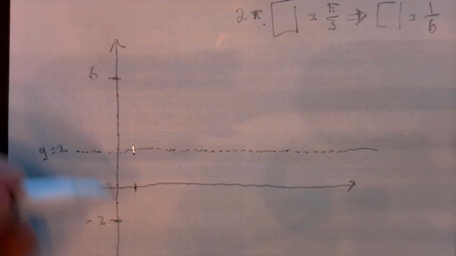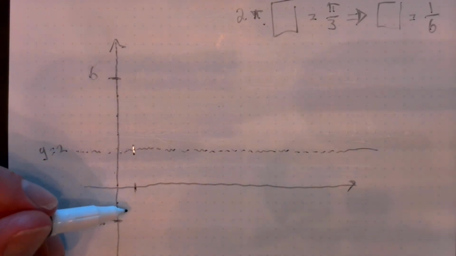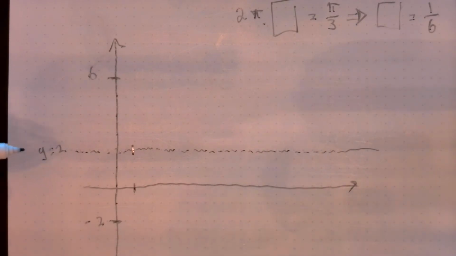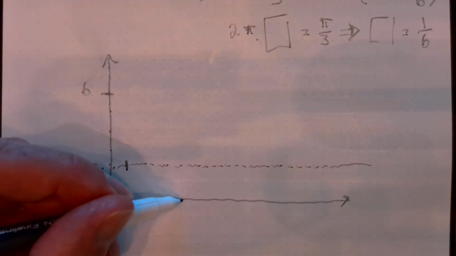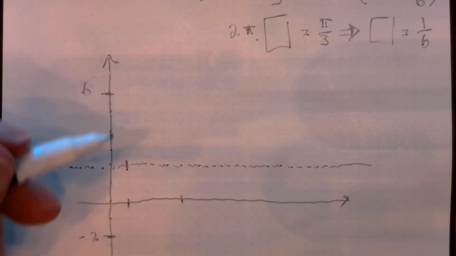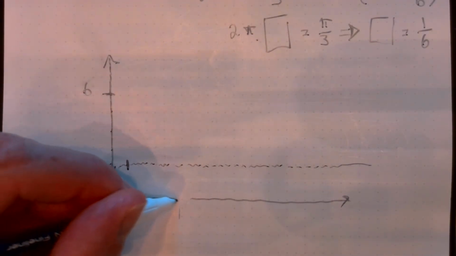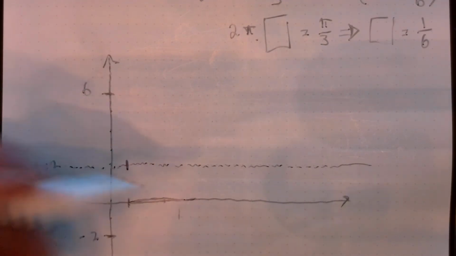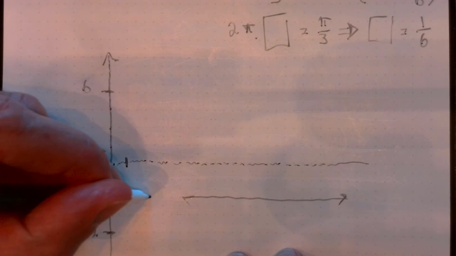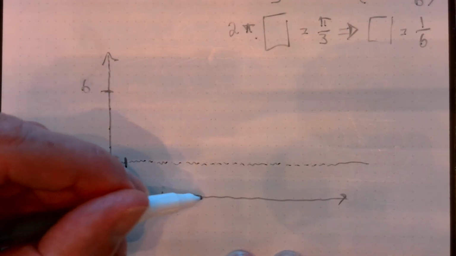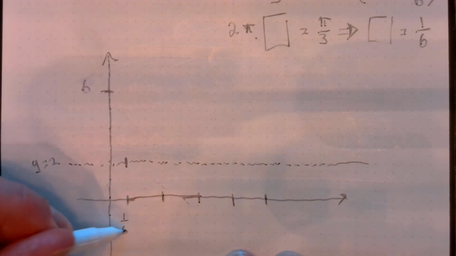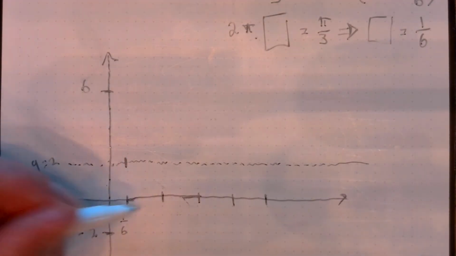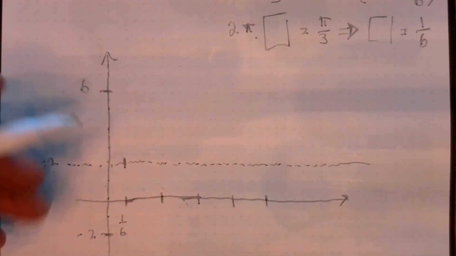Okay, so there's 1/6 on the x-axis. Now, our period was 1. So we're dividing that period into 4 units. So 1, 4 units. My cycle is going to end there. So this is 1/6. Each of these will be 1/4 of a unit.